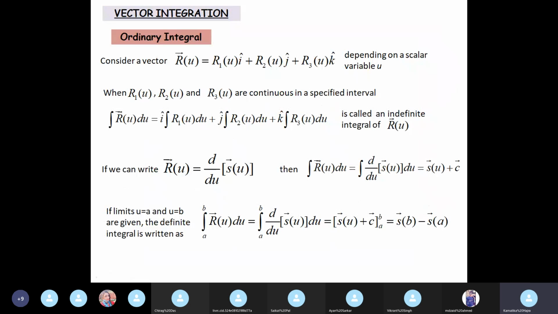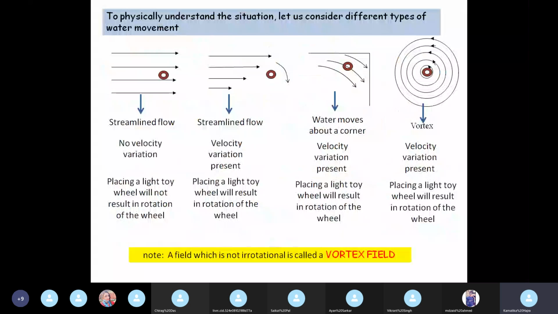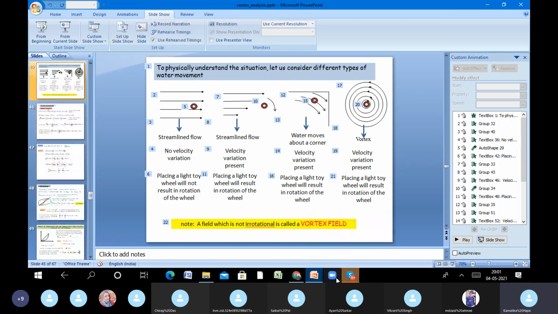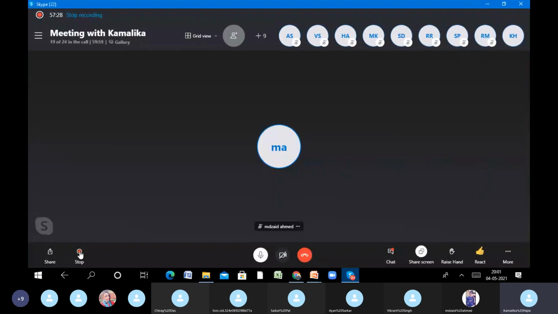So that more or less covers gradient, divergence and curl. I'll end the class today, and we'll do integration of vectors in the next class.